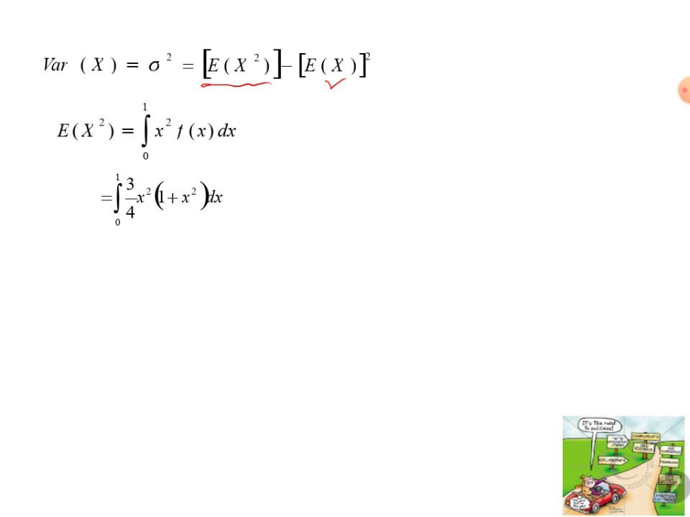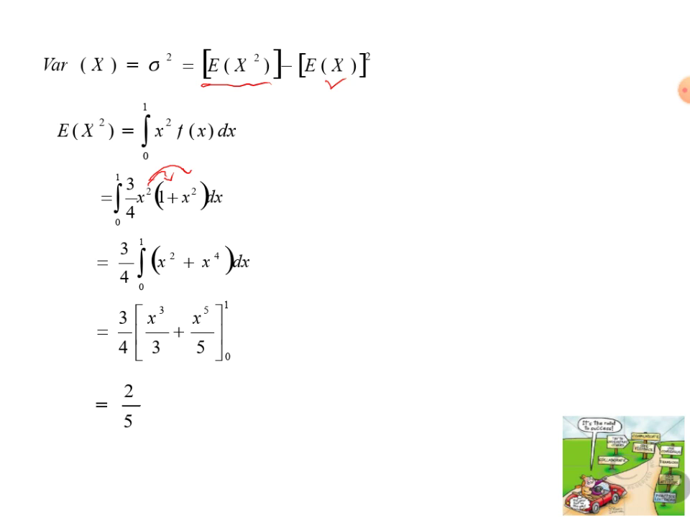So what we get here, don't forget to expand first and then you can integrate as usual. So we have 3/4 of x squared plus x to the power 4. Integrating x squared and x to the power 4, we get x cubed over 3 plus x to the power 5 over 5. And substituting the values, we get 2/5 for the expectation of x squared. So what is the variance? Variance is equal to 2/5 minus (9/16) squared, which is equal to 0.0836.